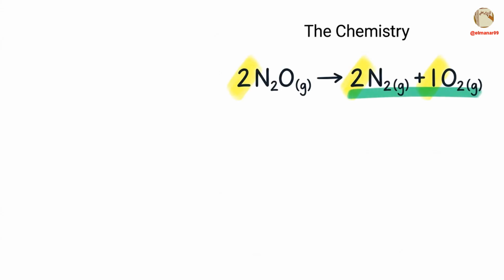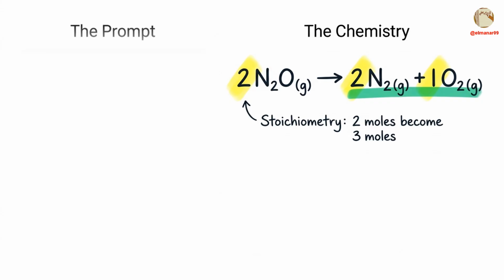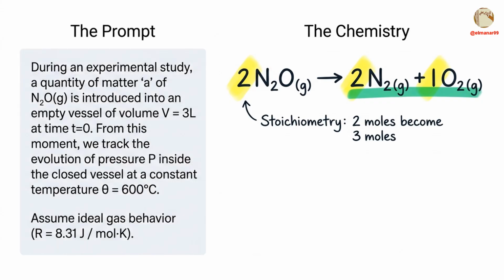Let's break down the chemistry of our problem. First, we look at our reaction. 2 moles of nitrous oxide, N2O, gas, decompose into 2 moles of nitrogen gas, N2, and 1 mole of oxygen gas, O2. Notice the stoichiometry. For every 2 molecules we lose, we gain 3, 2 plus 1. This means the total number of gas molecules in our container is increasing, which is exactly why the pressure goes up.